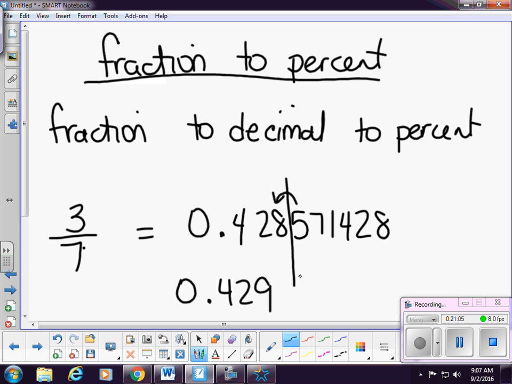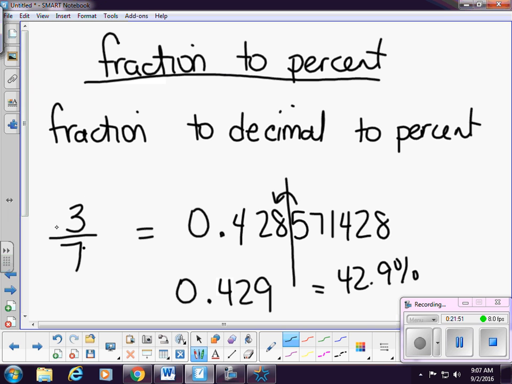Now, how do I change this decimal to a percent? Move it 2 places. So 1, 2, and I get 42.9%. Okay, that's the easiest way to do a fraction to a percent. Decimal to percent is right. Percent to decimal is left. From decimal to percent, you're moving to the right. From percent to decimal, you move to the left.